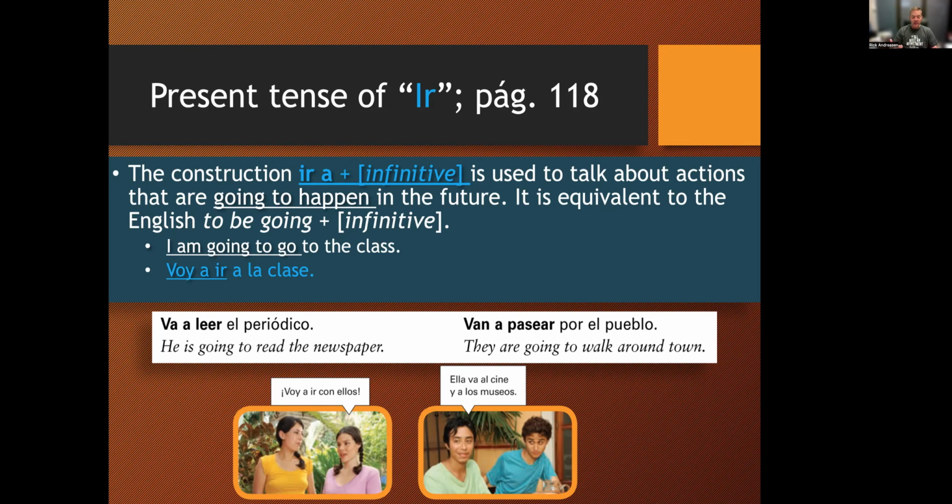Voy a ir a la clase, which is funny because we have, just like anything that's going to go, voy a ir a la clase. So va a leer el periódico. He's going to read the newspaper. Van a pasear por el pueblo. They're going to walk around town. So the subject, the conjugation of the form ir, a, the new infinitive, is a way of expressing the future tense.